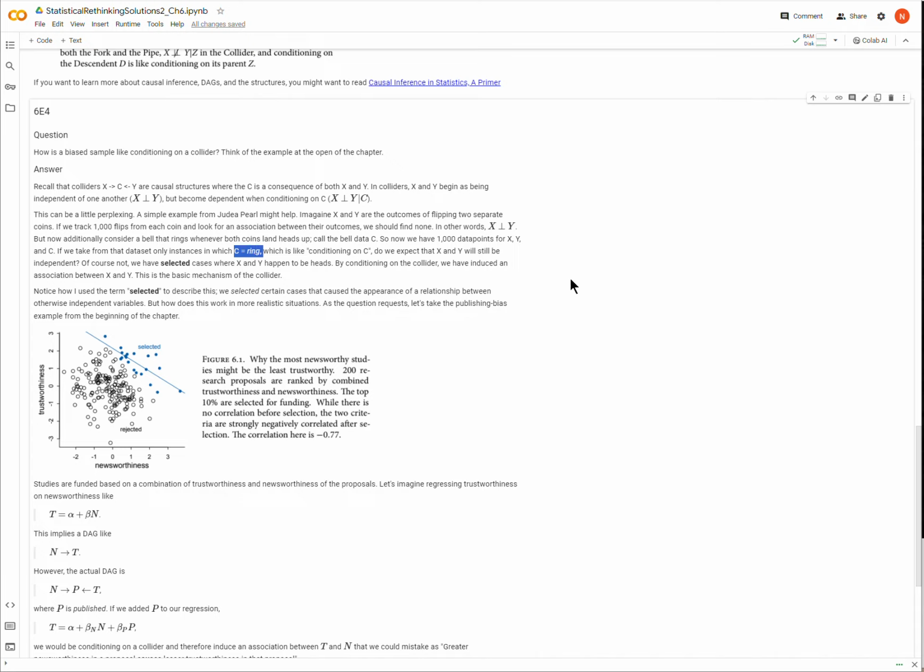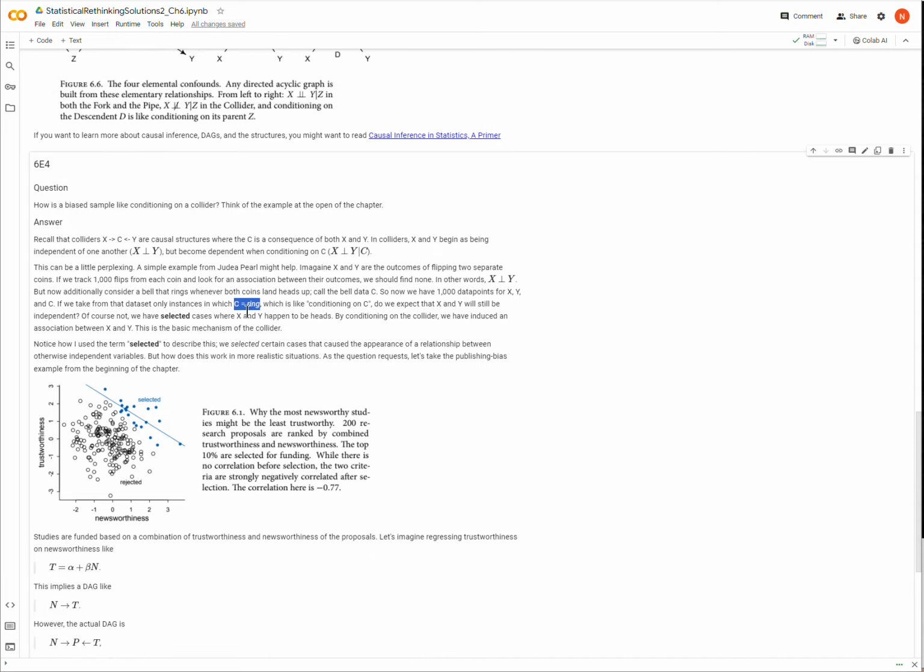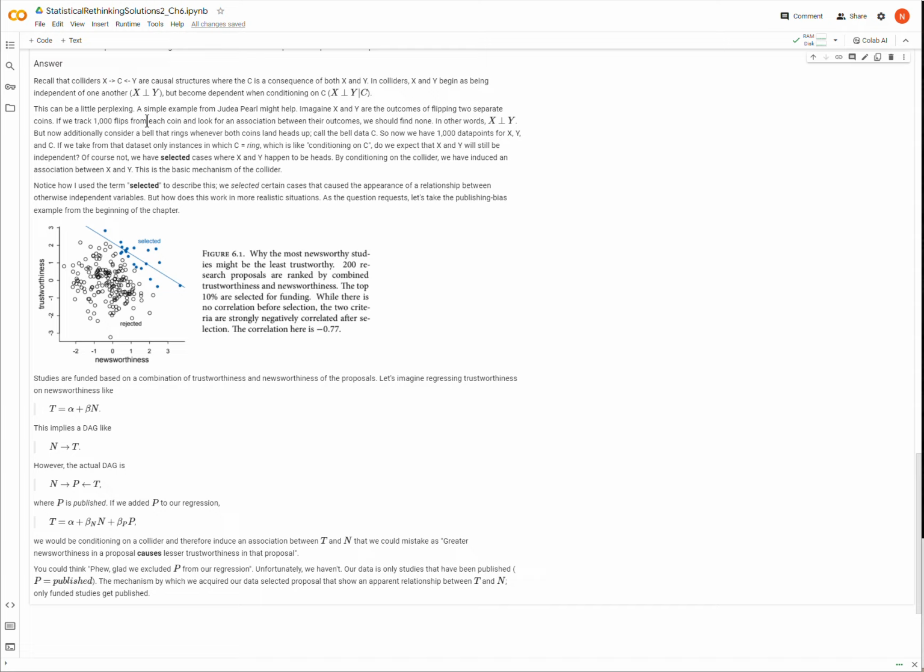Now think about what the relationship between X and Y is going to be. Well, now they're going to be highly related because we have selected cases where X and Y both happen to be heads. And so they're going to be very related if we select on C. So when we've only selected data where the bell rings, this is a collider. By only using that data, we are conditioning on C. Okay, so having said that, let's move now to the example at the beginning of the chapter and talk about how some of this maps onto that.